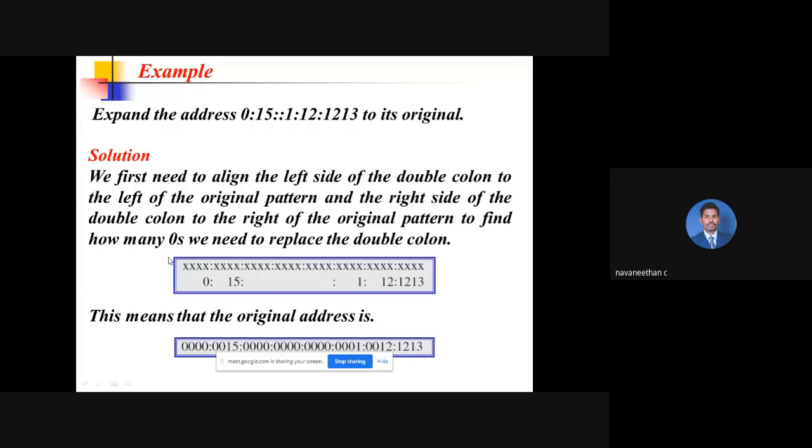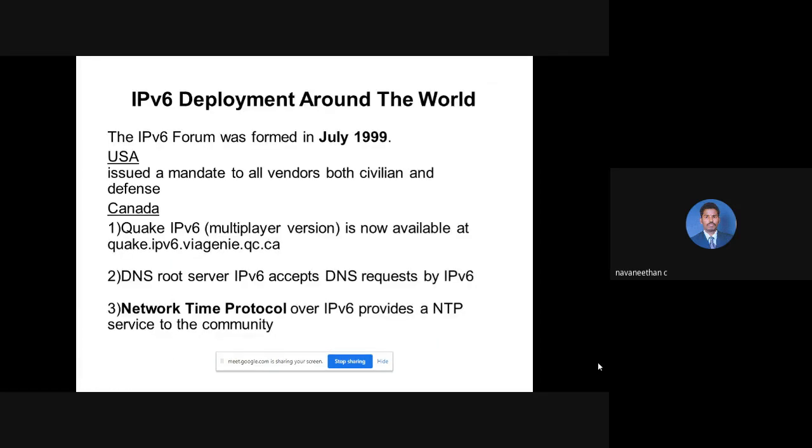Just look at the simple example. So expand the address to its original form. After this double colon, you expand it with respect to its left-hand side as well as its right-hand side. That's all. With respect to the left-hand side, what will happen? And with respect to the right-hand side, what will happen? With respect to its series of zeros. That's all, students. The problem is very simple. Clear. So we first need to align to its left-hand side. Why? Because after seeing a double colon, first shift to its left. After writing this one, then shift to its right.